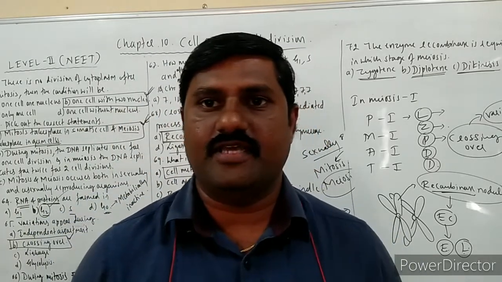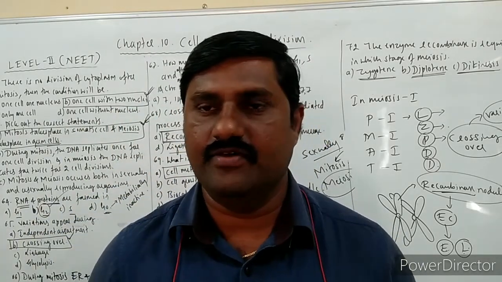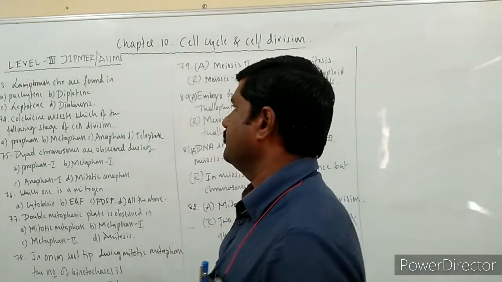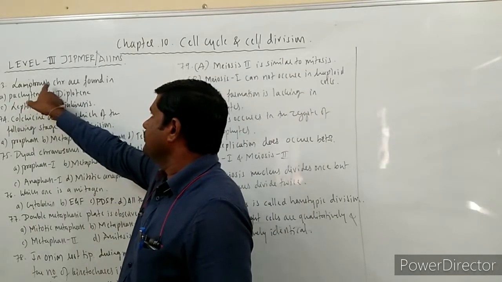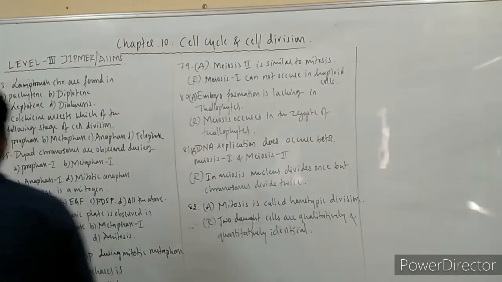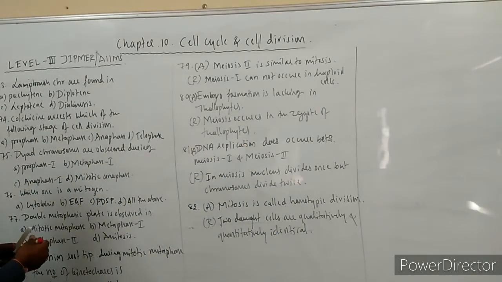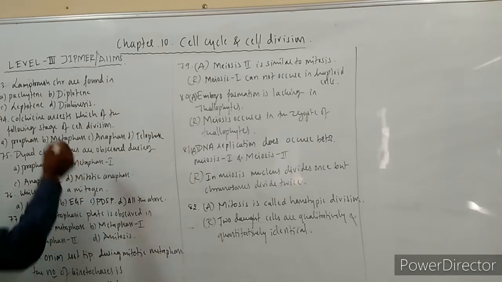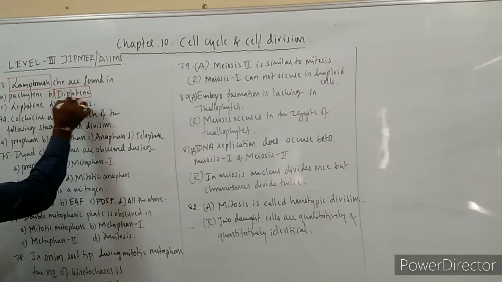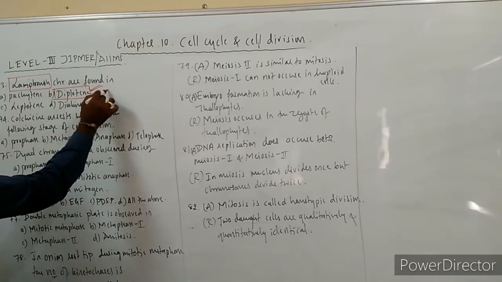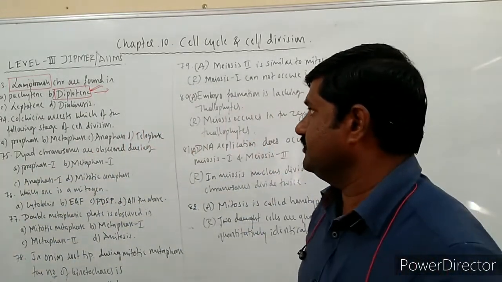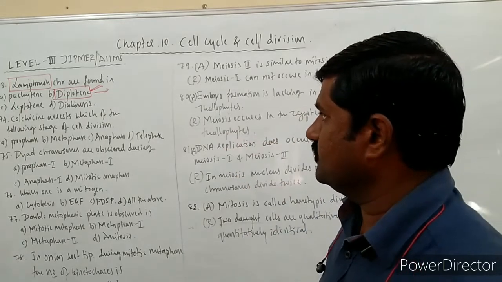So these are some questions I have solved for you, and now we'll discuss some of the level 3 questions. Next, level 3 questions are here. Lampbrush chromosomes are found in which stage? Already I have told you, lampbrush chromosomes are a kind of giant chromosomes usually seen in oocytes. They are usually seen in the diplotene stage, so that is the right answer for this question.